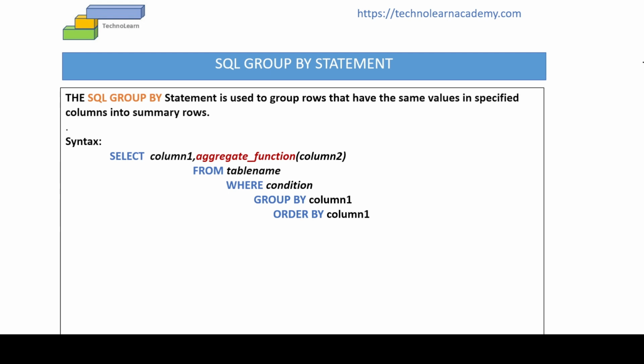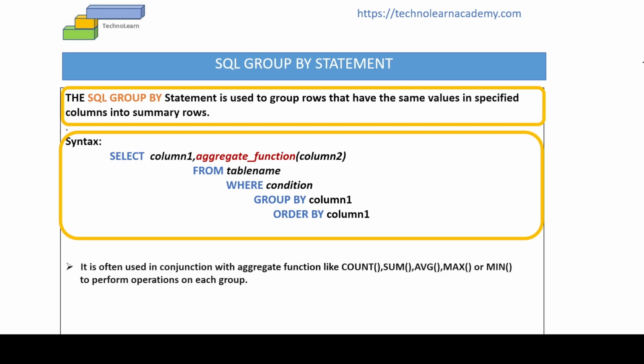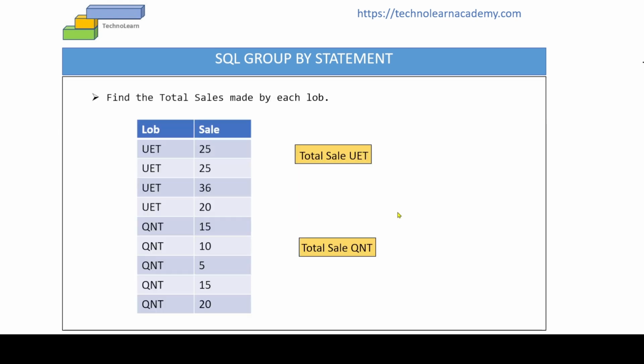In this lecture, we are going to discuss the SQL group by statement. The group by statement is used to group rows that have same values in specified columns into summary rows. This is the syntax we can use for the group by statement. It is often used in conjunction with aggregate functions like count, sum, average, max, minimum to perform operations on each group. Let's understand the group by statement with the given table.